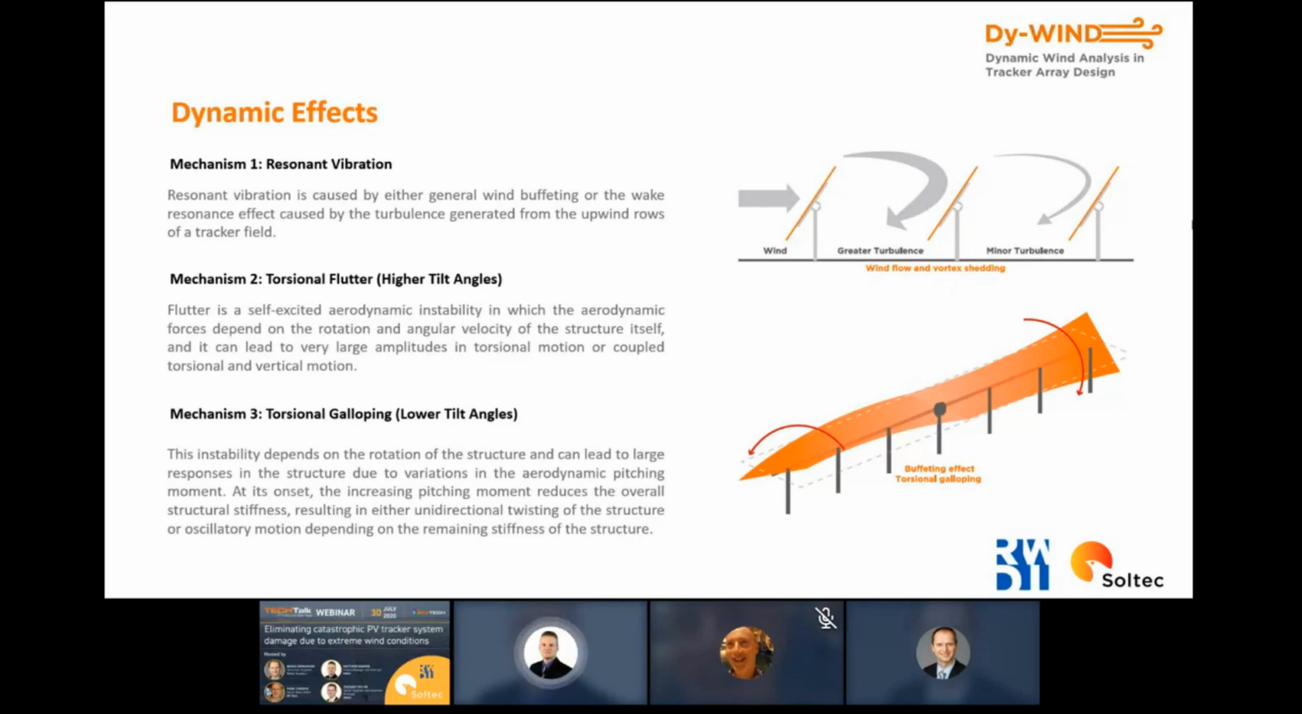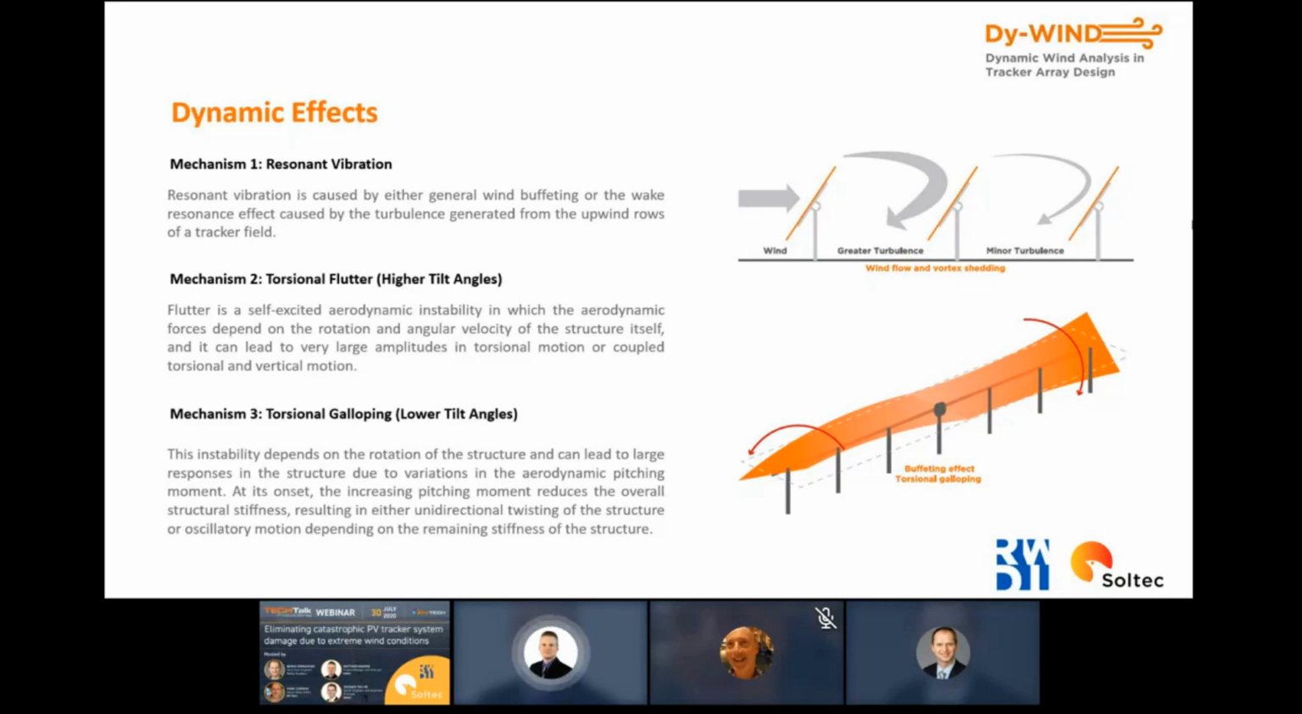The first type is what we call flutter, and this is characteristic of high tilt angles. And the other mechanism is what we call torsional galloping, sometimes also referred to as torsional divergence. And this is really characteristic of low tilt angles. And on the image on the lower right here, you can see that these torsional instabilities cause the rotations at the free ends of the tracker, and they can become very divergent and excessive.